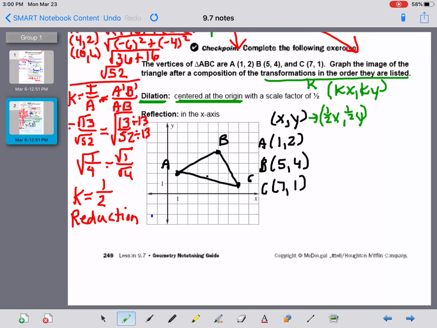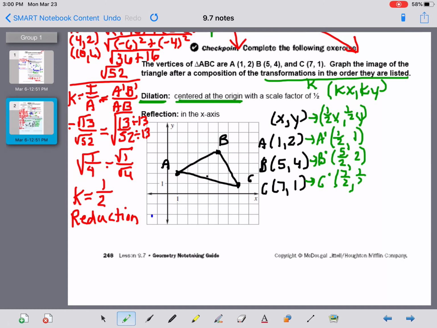So to get A prime, which is my first change, I take 1/2 times my x, which is 1, and I get 1/2. I take 1/2 times my y, which is 2, and I get 1. For my B prime, I take 1/2 times my x of 5, and I get 5/2. And I take 1/2 times my y of 4, and I get 2. And now for my C prime, I take 1/2 times 7 of my x, which is now 7/2. And I take 1/2 of my y, which is 1, and I get 1/2.